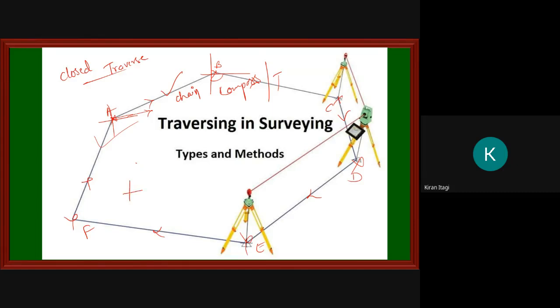Sometimes there will be an open traverse, like this. This is station B, station C, station D, and station E. This is nothing but the open traverse.